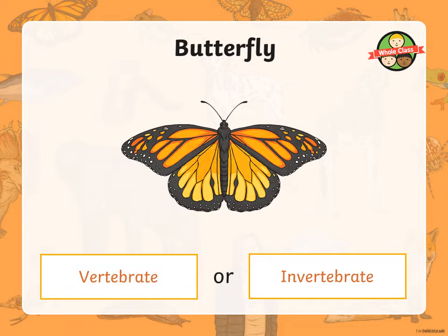A butterfly. This is a bit like the moth at the beginning. Can you remember what the moth was? Vertebrate with a backbone. Invertebrate, no backbone. What do you think? If you guessed invertebrate, you are right. The moth and the butterfly are both invertebrates.